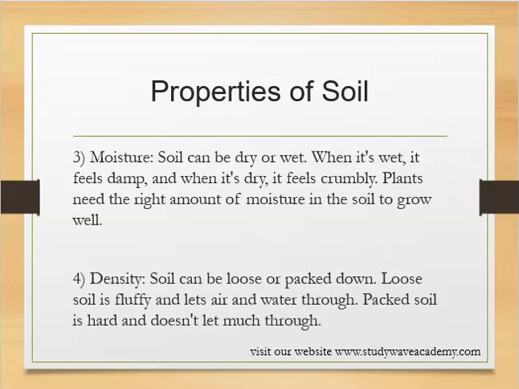We have moisture. Soil can be dry or wet. When it's wet, it feels damp, and when it's dry, it feels crumbly. Plants need the right amount of moisture in the soil to grow.